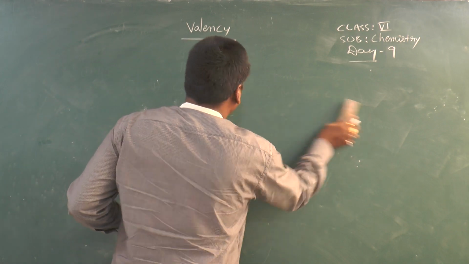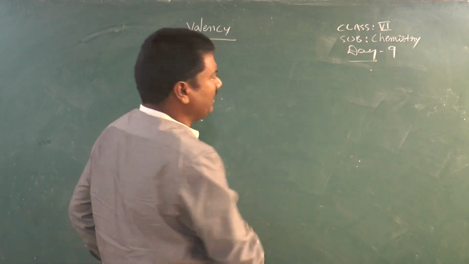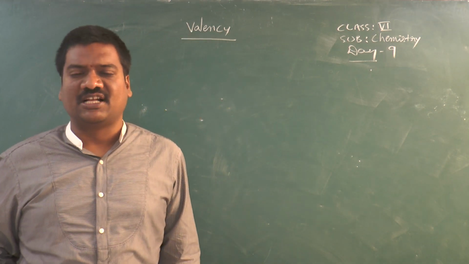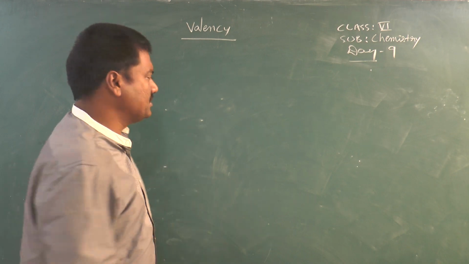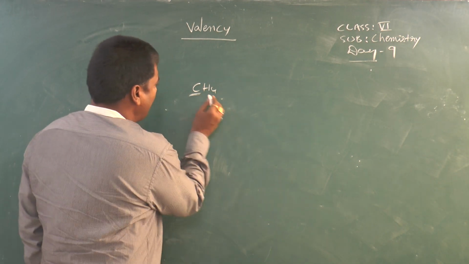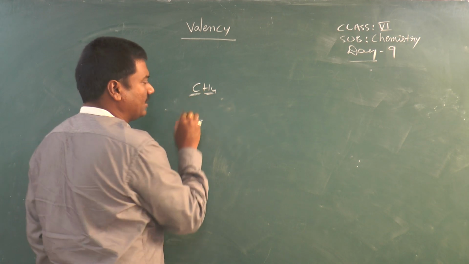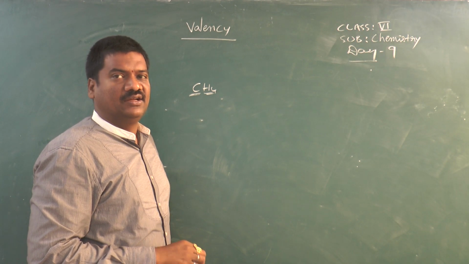Now here, valency we can generally compare with hydrogen atoms also. Suppose we take the CH4 molecule. Now what is the valency of the carbon atom? How many hydrogen atoms are attached here? 4 hydrogen atoms. Then the valency of the carbon atom I can take as 4 here.